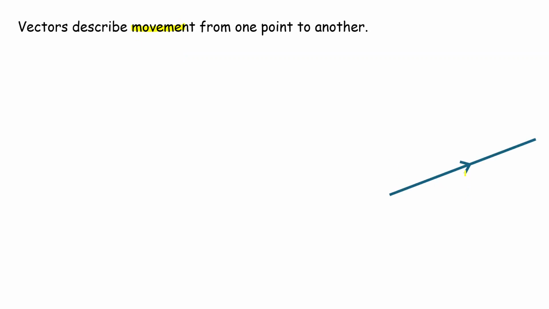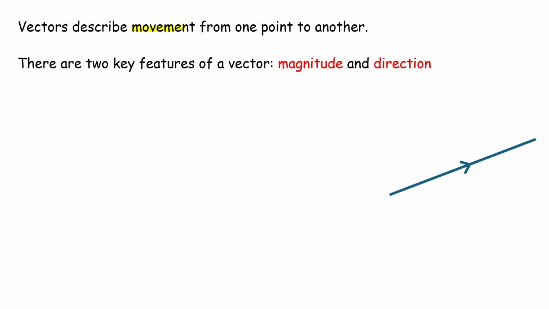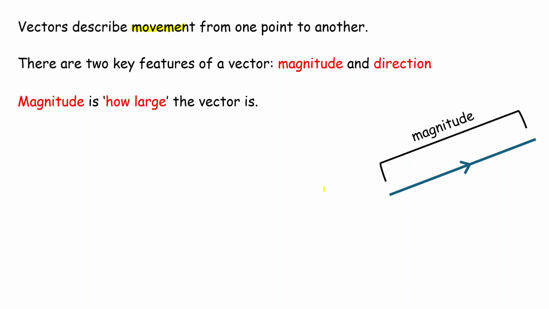So an example of a vector is this blue thing down here. This is a vector, and there are two key things that you can get from a vector, which are its magnitude and its direction. What do these words mean? Magnitude just means how large, how long the vector is. So this blue vector here has this magnitude that you can see here. It starts here and it ends over here. It's just how long your vector is.